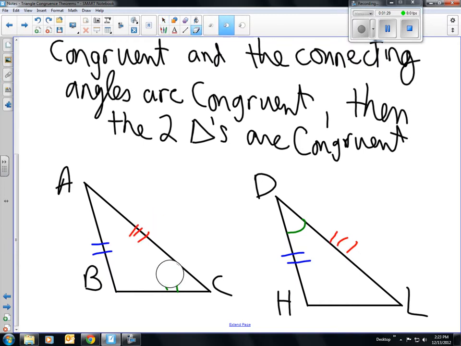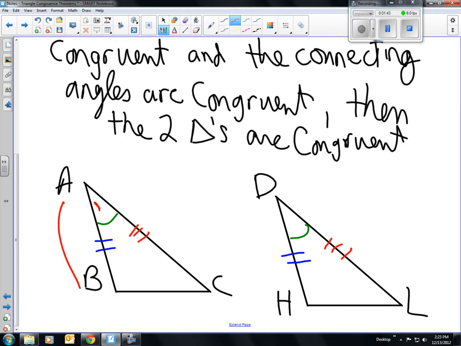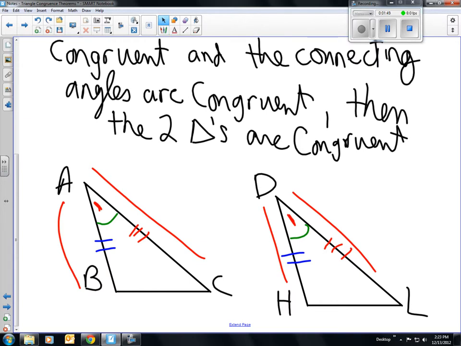And actually this green here should be changed. We need to put that up at the angle A. So we've got the blue and the red here. Both are connecting at this green angle. And here the blue and the red are connecting at this green angle. So we can say side, angle, side. Side, angle, side. And it has to be the angle that's being connected to the two sides.